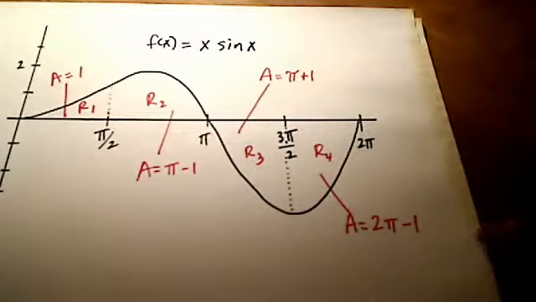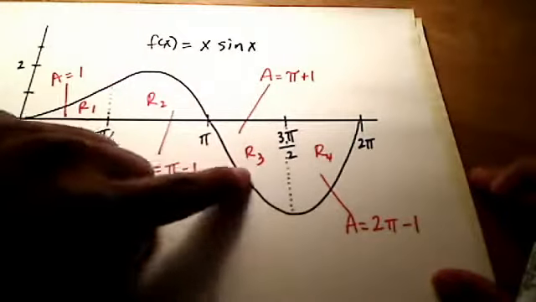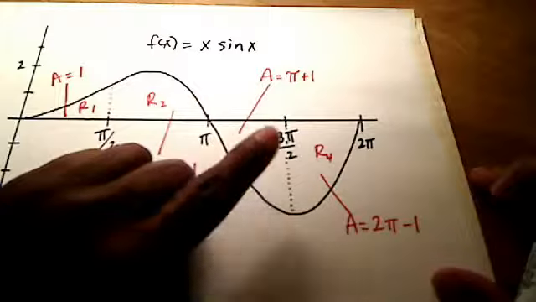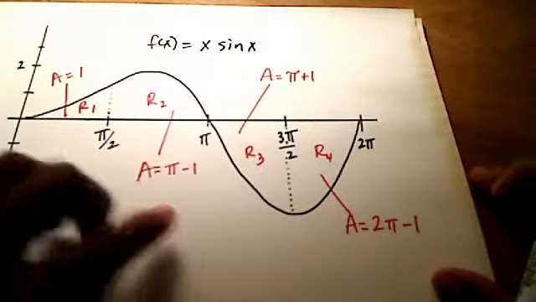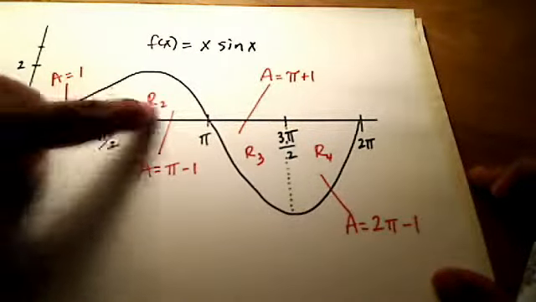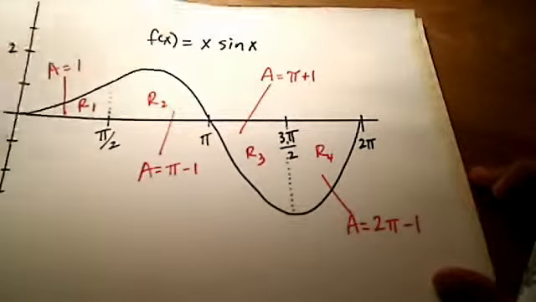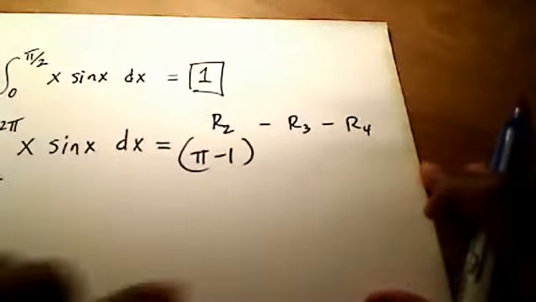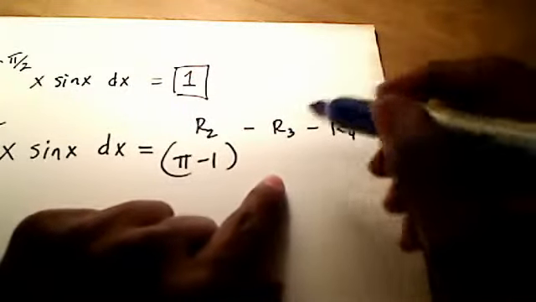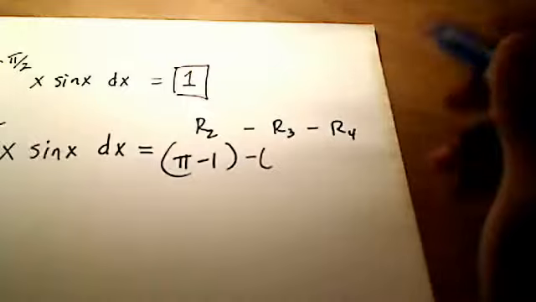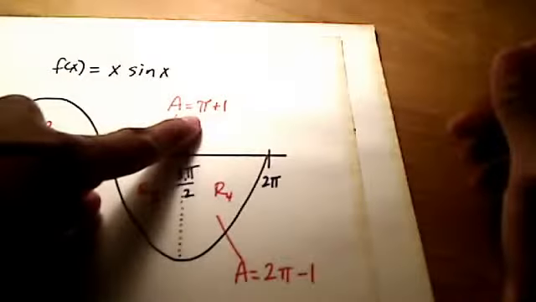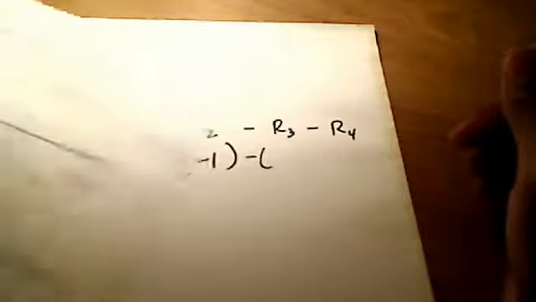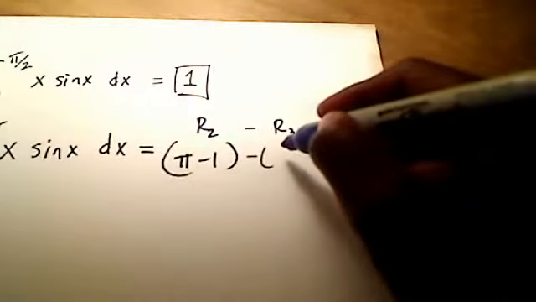Now when I say this has a positive area and these guys have negative areas, I'm talking about net area. Okay, net area. If it asked what is the total area, I would simply add these three up. So there's a difference between net and total area. Keep those two things straight. Okay, so I'm going to subtract region 3. And I'll just point out here real quick to you, region 3 was pi plus 1, right? Region 4 is 2 pi minus 1. So, but I'm going to wrap these in parentheses.